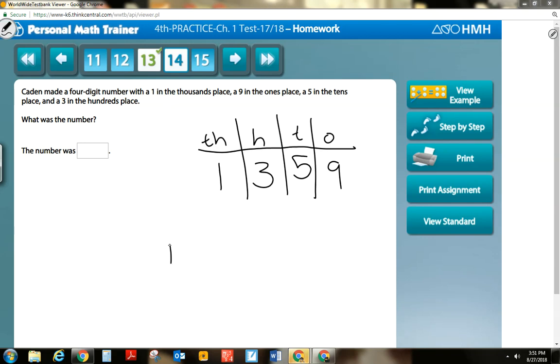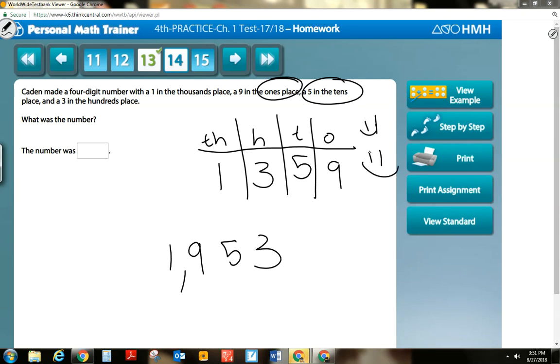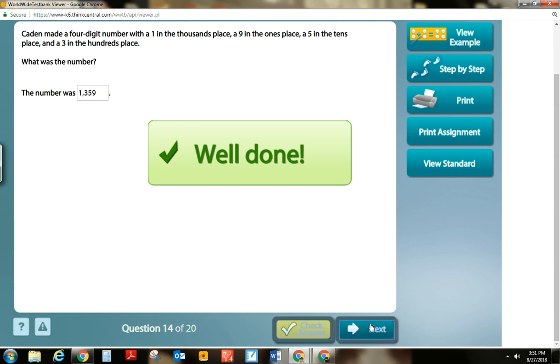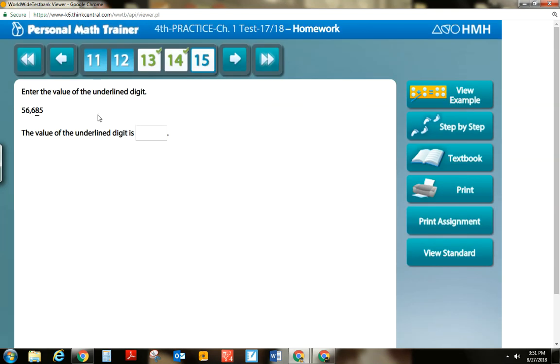Lots of times kids do this, though. They're like 1,953. They're not paying attention at all to the words here. So make this place value chart. It will make your teacher happy. Okay? And you type in your answer, 1,000. Put that comma, 359. We'll check it. Awesome. Question 15. Enter the value of the underlined digit.